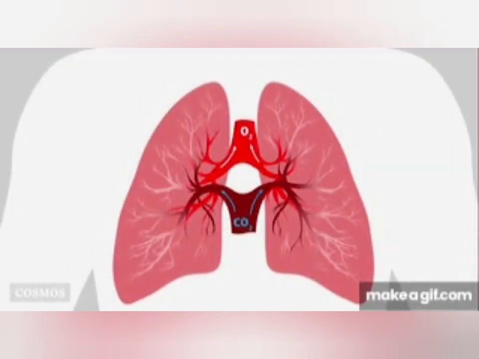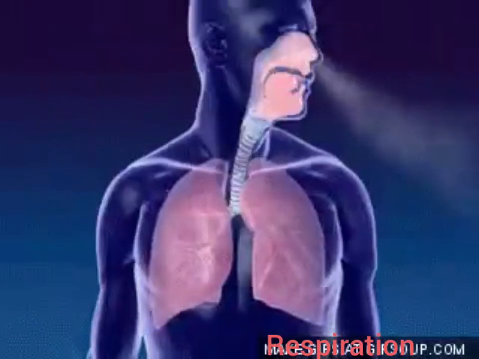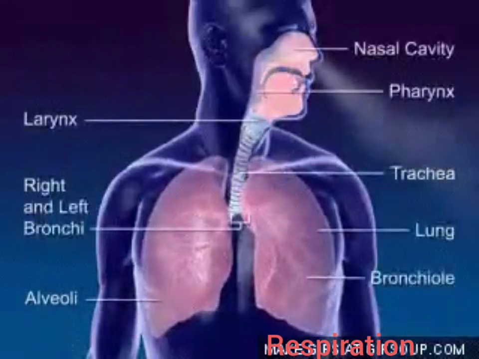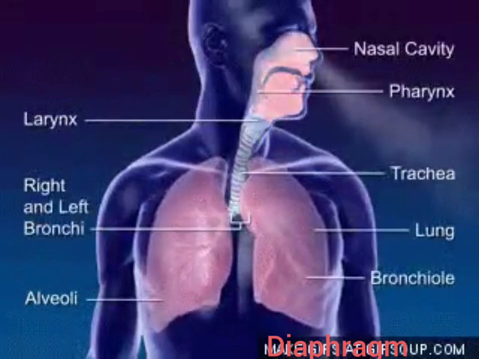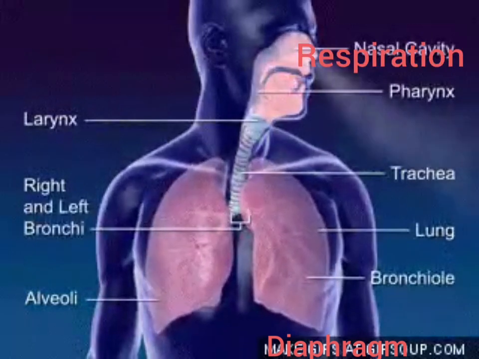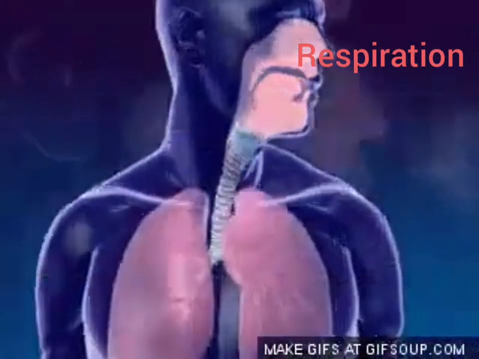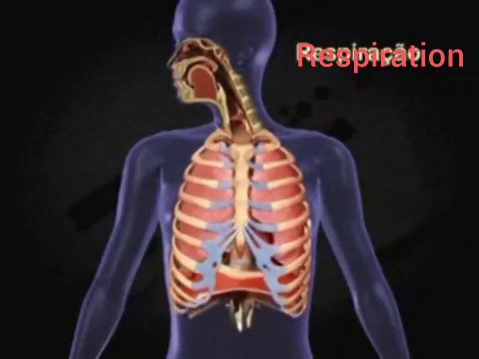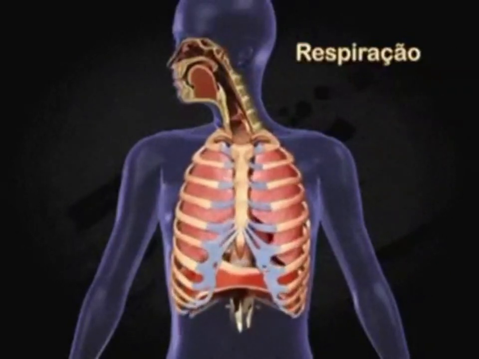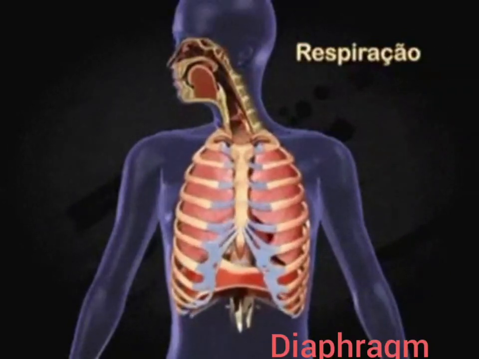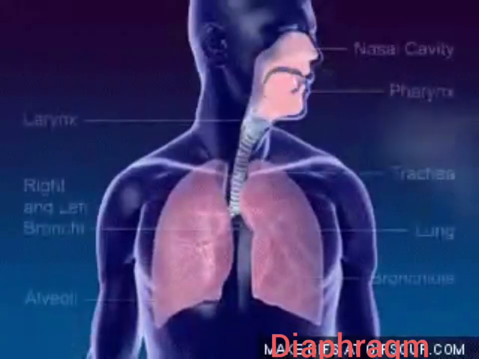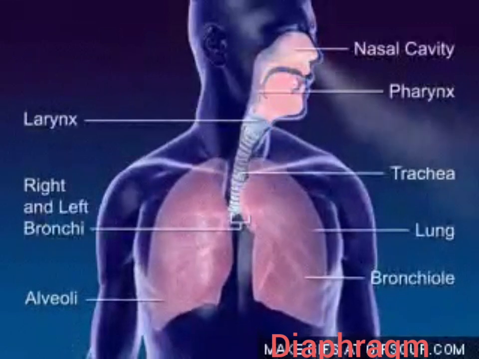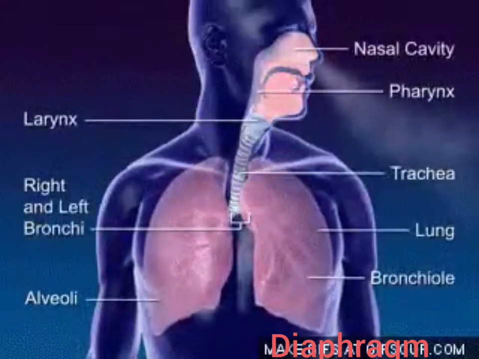Inhalation involves contraction of the diaphragm and outward movement of the rib cage. As a result, lung volume increases and lungs expand. Air rushes into them. Exhalation or breathing out involves relaxation of the diaphragm muscles and rib cage, and the lungs return to their original position and original size. The air rushes out of the lungs at this stage.